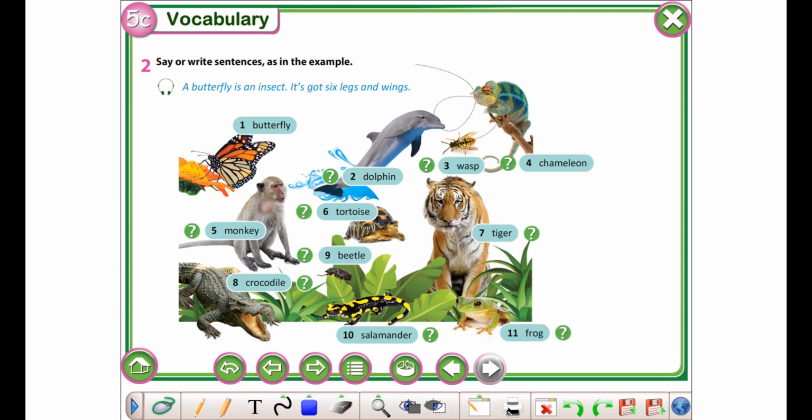Dolphin. Dolphin is a water animal, and it's a mammal. It's of the family of whales. Bravo.